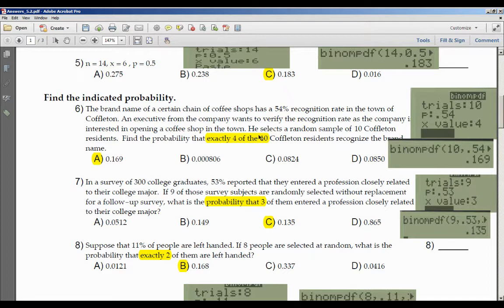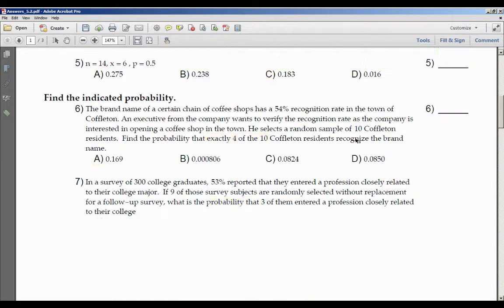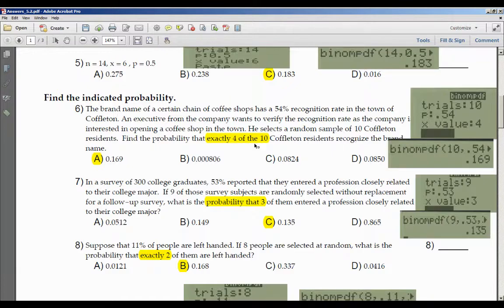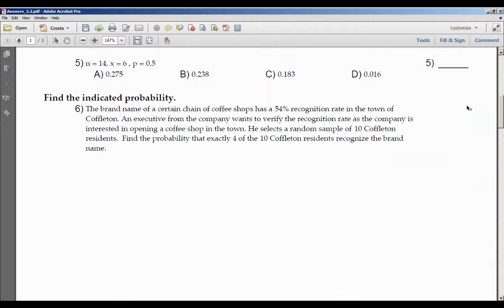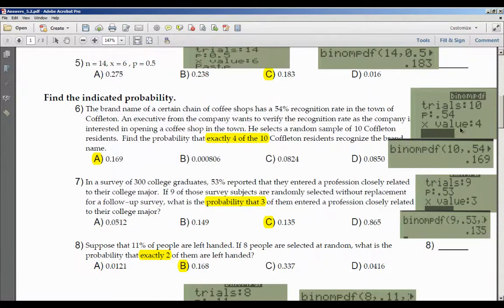Number 6, you've got a certain brand of coffee shops. They have a 54% recognition rate in the town. An executive selects a random sample of 10 Coffleton residents. Find the probability that exactly 4 out of the 10 recognize the brand. We're looking for exactly 4. When we're looking for exactly, it's always going to be a PDF. You're going to use either PDF or CDF, and sometimes you're using 1 minus the cumulative. In this case, exactly 4. There it is, 10 trials. There's your probability, and you're looking for exactly 4.